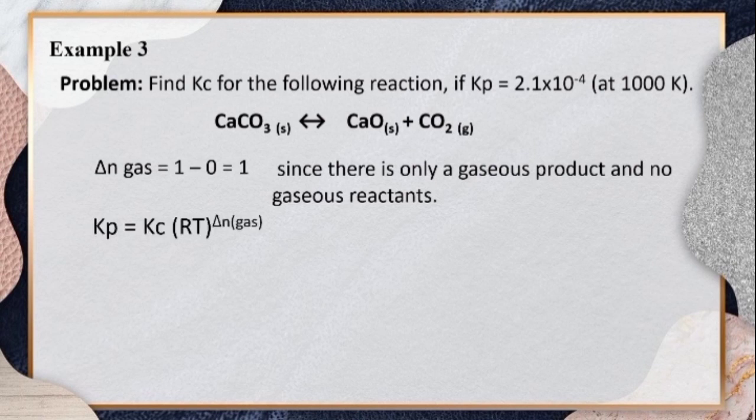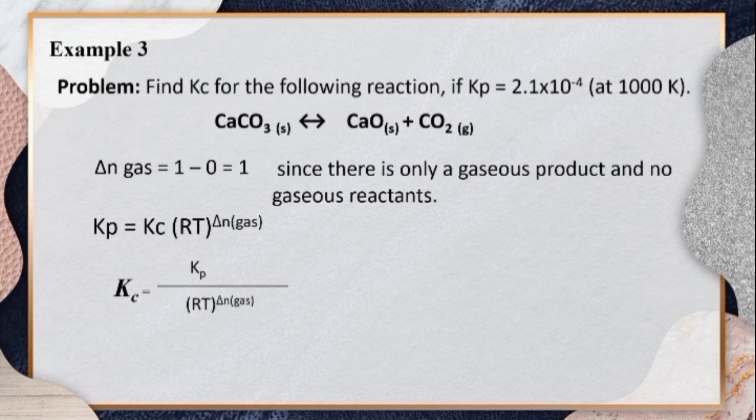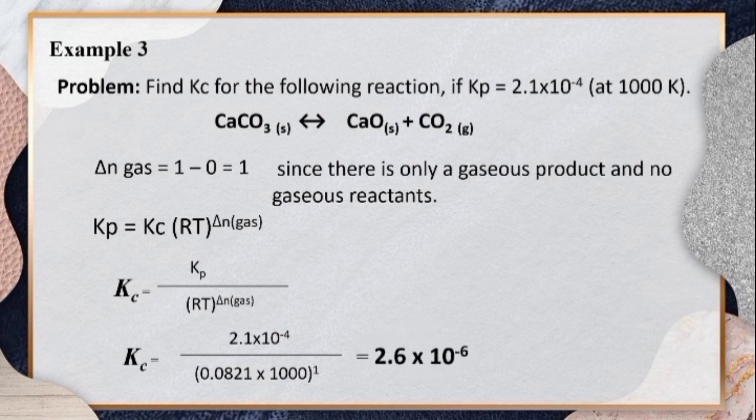If Kp is equal to Kc multiplied by RT raised to delta n of gas, therefore Kc is equal to Kp divided by RT raised to delta n of gas. Substituting the values, we have Kc is equal to 2.1 times 10 to the negative 4 divided by 0.0821 times 1000 raised to 1, we get 2.6 times 10 to the negative 6.